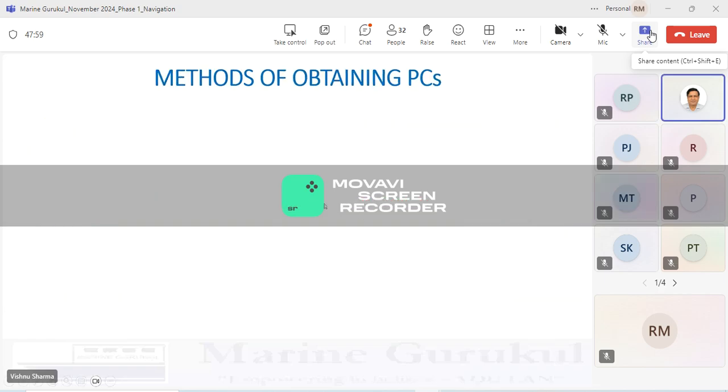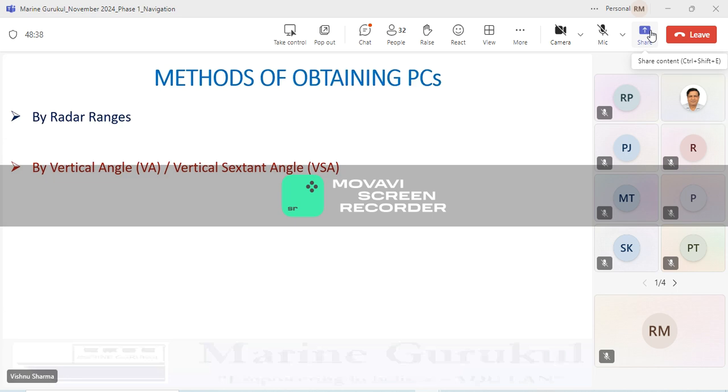so we continue. What are the different methods which are used in chart work which can give us position circles? One method all of you have been using is getting the radar range by radar. You get the distance of a conspicuous light, lighthouse, light vessel, racon, or the tip of the land using the radar. Then you can draw the position circle with that conspicuous object as the center on the chart and range as the radius. We can also draw the position circle by what we call the vertical angle.